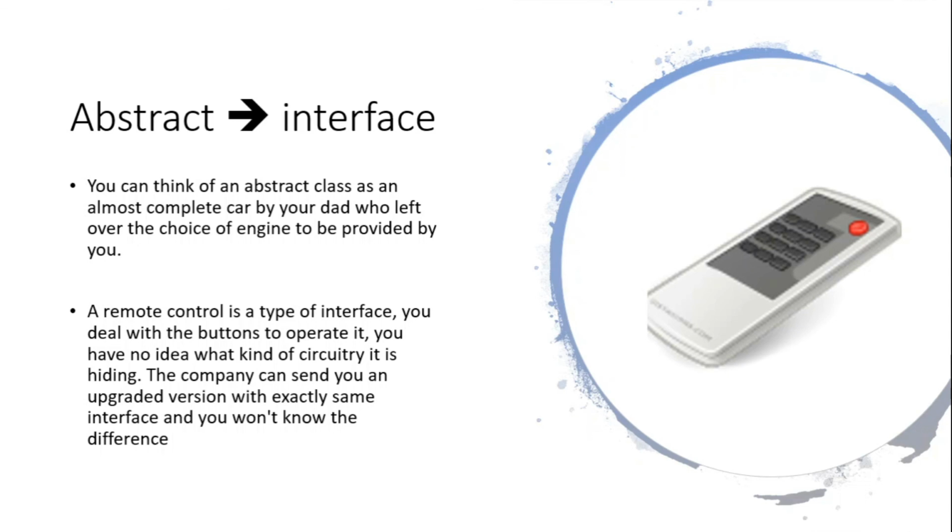Again, this is not exactly how Java object-oriented programming works, but just to give you an idea about the difference between them, you can think about abstract as if your dad, for example, is planning to buy you a car and will let you decide what kind of engine you're going to provide for your car. So everything will be done by your dad, and you're going to inherit that car, you're going to get it as it is, but you will be left with a few other options that you can choose and customize. That's abstraction.